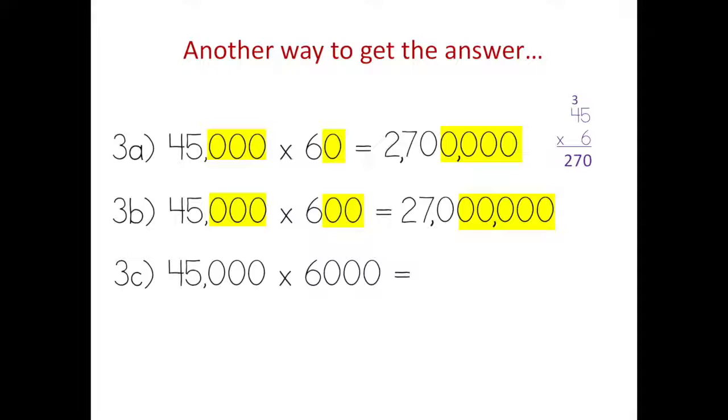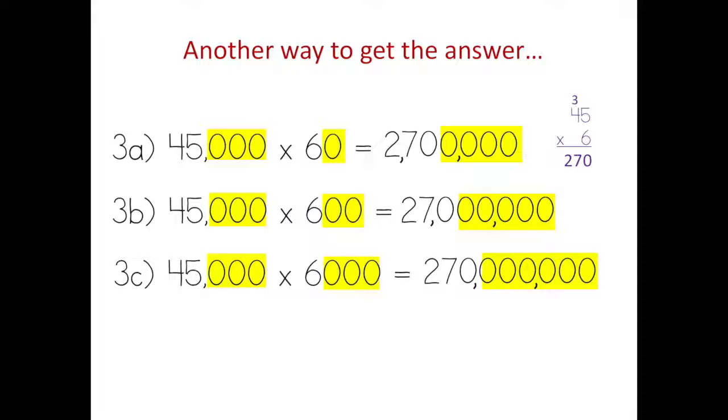Same thing, I take a look at my non-zero digits first and write down 270, and then I account for the place value. I have 3 zeros in the first factor and 3 zeros in the second factor, for a total of 6 zeros. So I'm going to add those 6 zeros into my answer before adding the commas and reading it as 270 million.